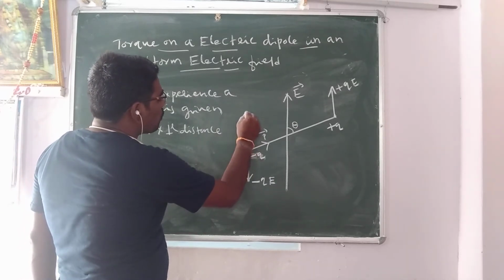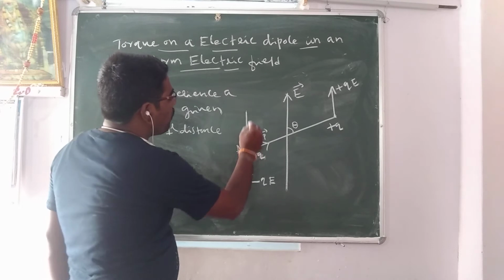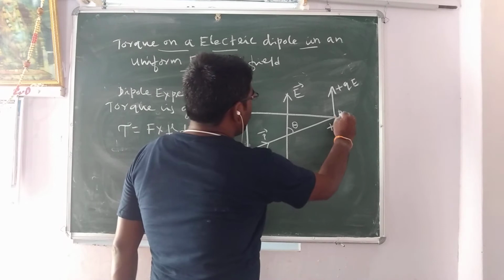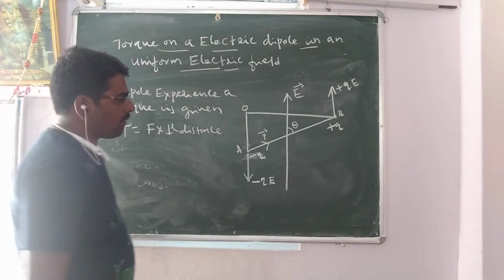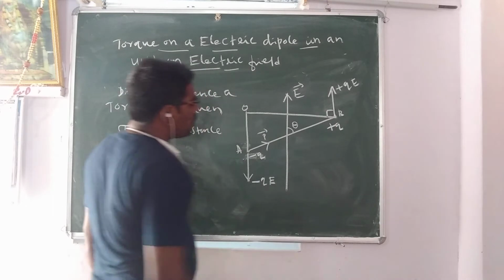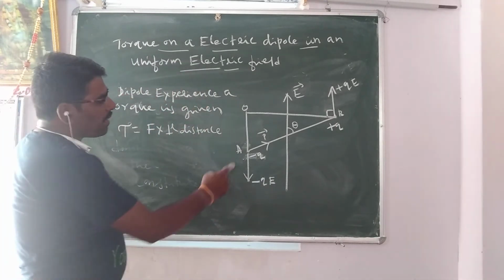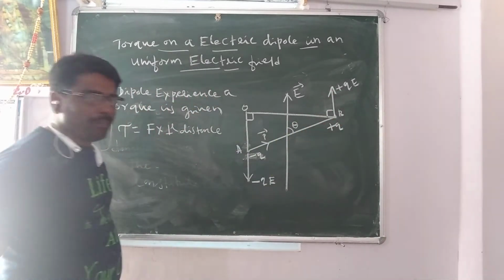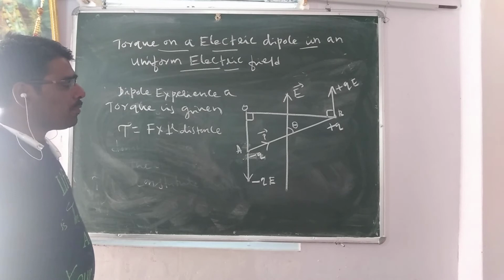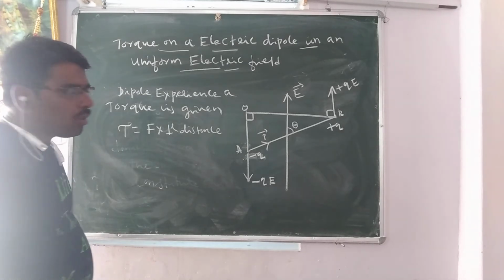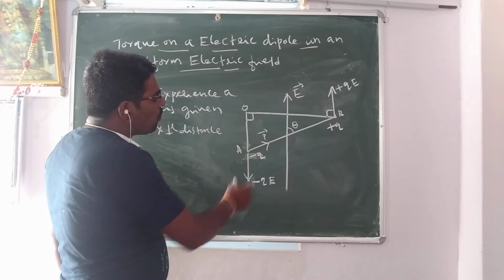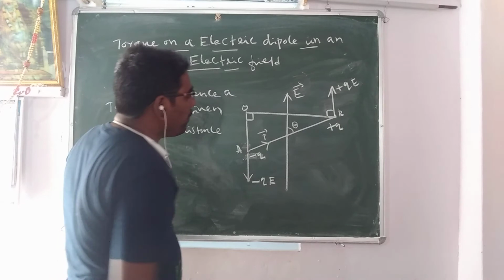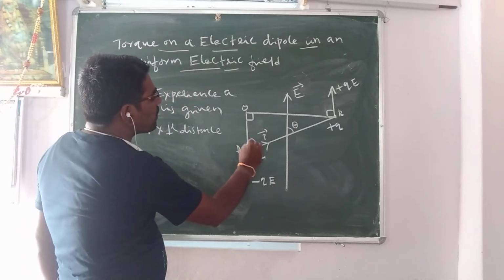What is the perpendicular distance between minus QE and plus QE? OB is the common perpendicular distance to both forces. For minus QE the perpendicular distance is OB, and for plus QE the perpendicular distance is OB. OB is the common perpendicular distance between the two forces.